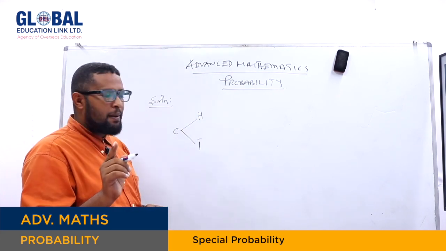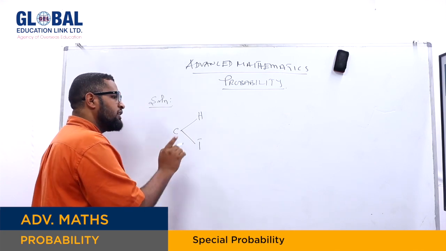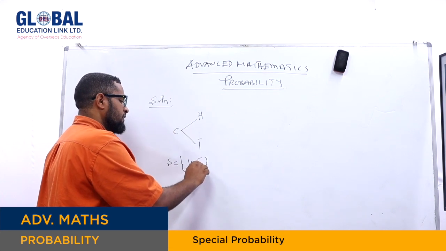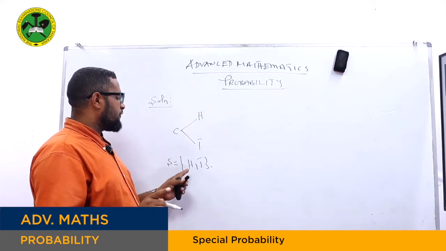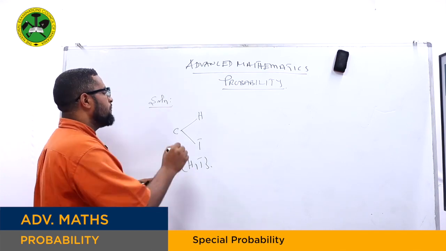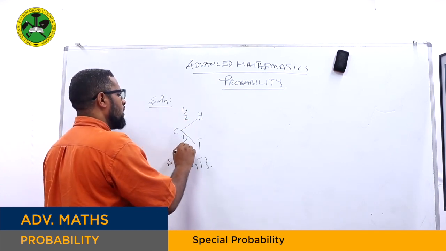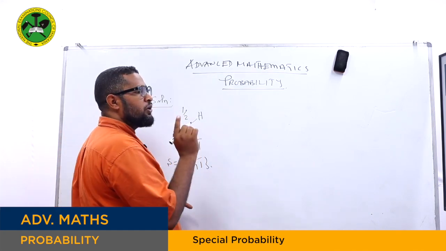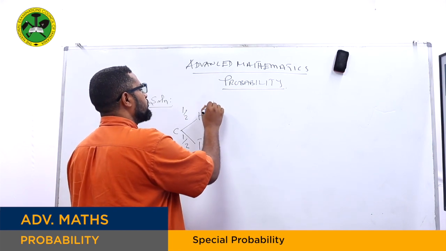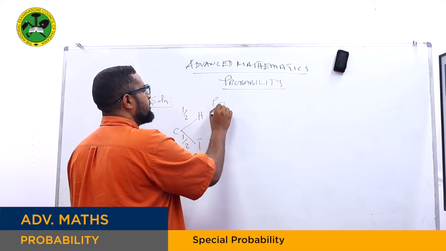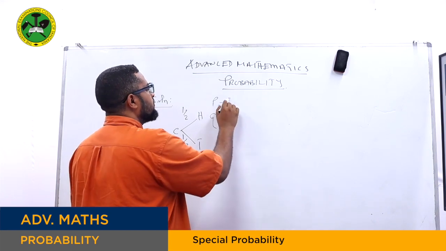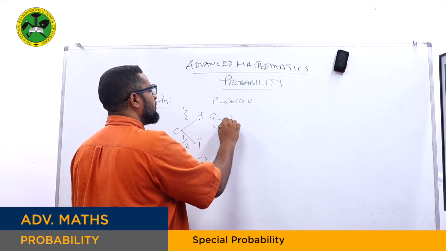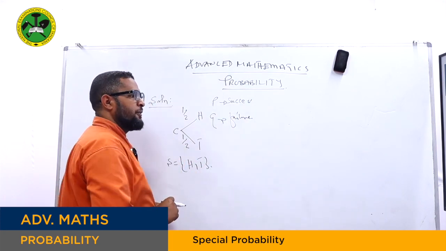So if you find the sample space of the elements in a coin, S is head and tail, in which when you find the probability of H and that of tail, it will be 1/2 and 1/2. But remember, here under binomial distribution, we are talking about P and Q, where P is the probability of success, or the one that you are looking for, and Q is the probability of failure.